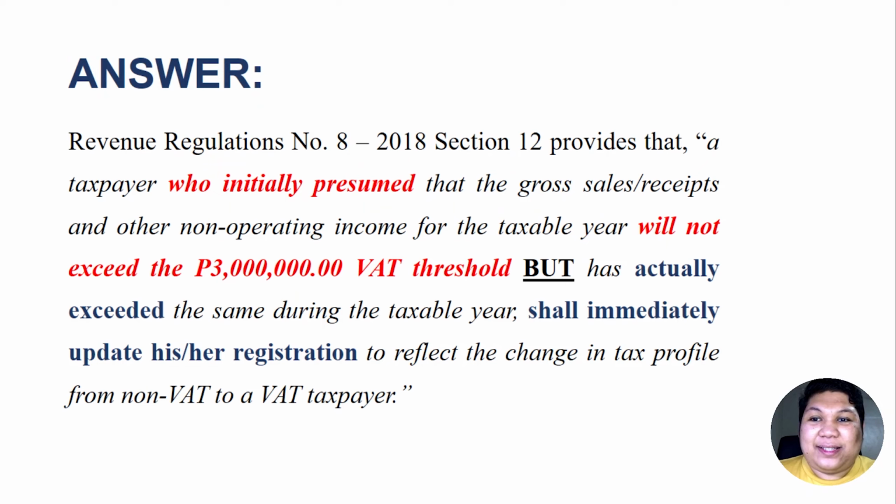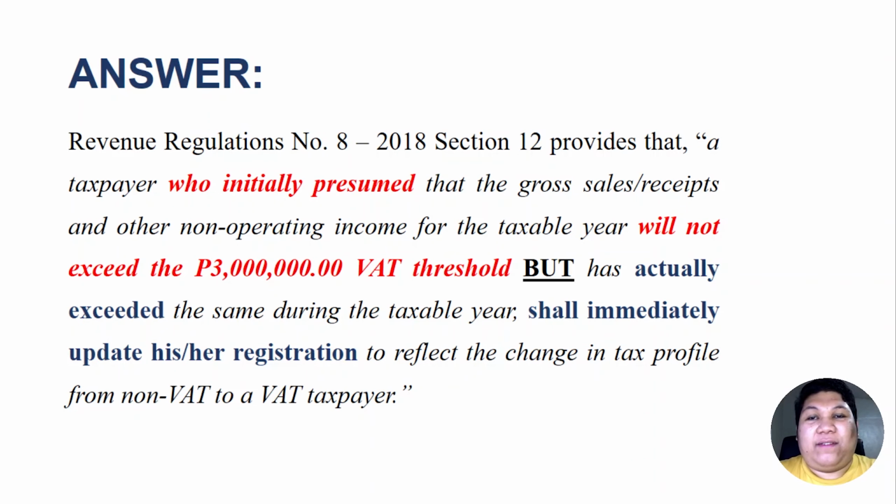The answer is, according to Revenue Regulations number 8-2018, Section 12, a taxpayer who initially presumed that his gross sales or receipts and other non-operating income for the taxable year will not exceed the 3 million VAT threshold, but has actually exceeded the same during the taxable year, shall immediately update his or her registration to reflect the change in tax profile from non-VAT to VAT taxpayer.